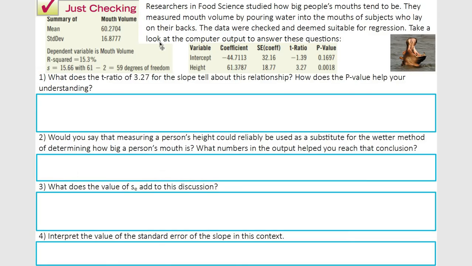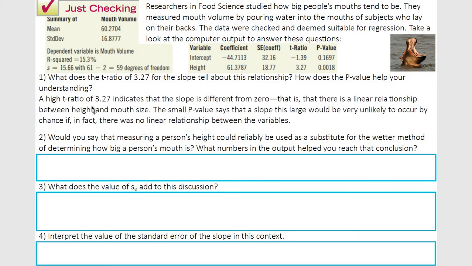All right, so let's do an example based on researchers in food science. Read this, and here we have our statistical output. Number one: what does the t-ratio of 3.27 for the slope tell us about the relationship? That's right here. How does the p-value help your understanding? Well, a high t-ratio indicates the slope is different from zero. It's not zero, so there's a linear relationship. The small p-value, 0.0018, means that this would be very unlikely to occur by chance.